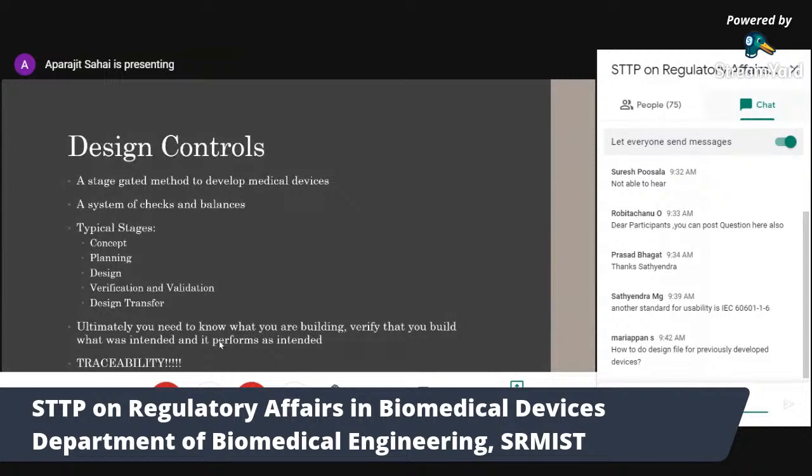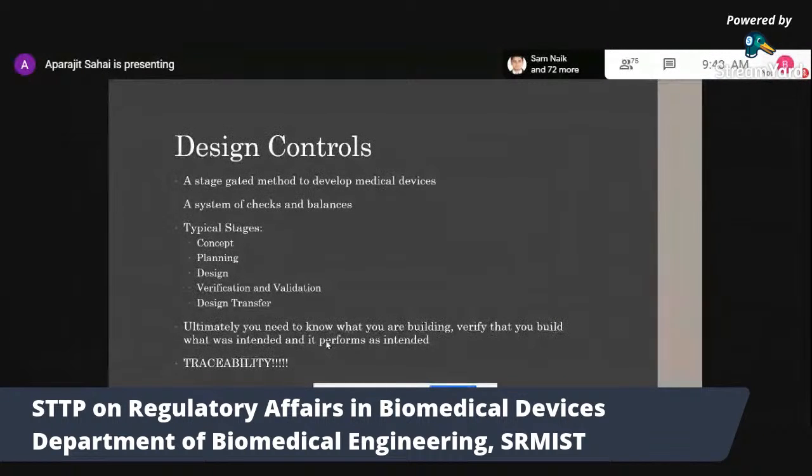Okay, so yeah, ultimately, it's important to know what you're building and verify that you built what was intended, and that it performs as intended. Now, a very important part of design control is traceability.